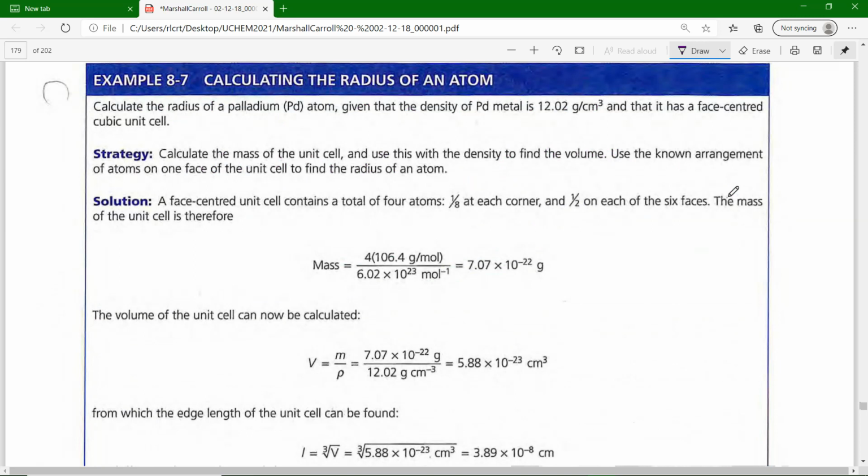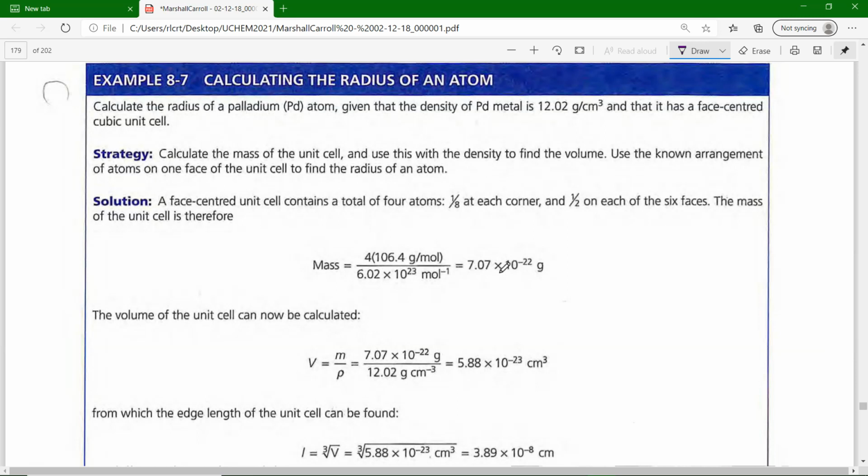Calculate the radius of a palladium atom, given the density is 12.02 grams per cubic centimeter and that it's face-centered cubic. Okay, so the mass of a palladium atom, because it's face-centered cubic, 4 times the molar mass of palladium, which turns out to be 106.4, divided by Avogadro's number. No, sorry, not the mass of an atom. Careful. You want the mass of the unit cell, not the atom. The mass of the atom would be a quarter of this, but there's 4 of them.